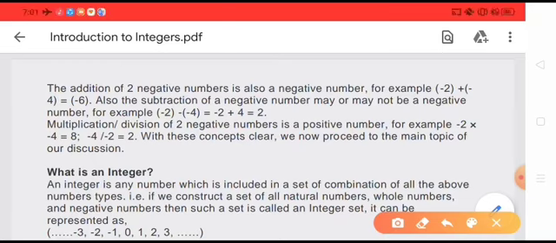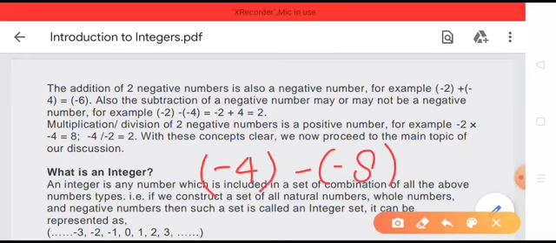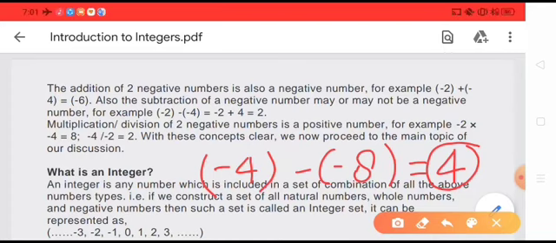For example, we have minus 4 and subtract minus 8, and the answer is 4. This is a positive number. So this property says that the addition of two negative numbers is always a negative number, but the subtraction of two negative numbers may be a negative number or may be a positive number.